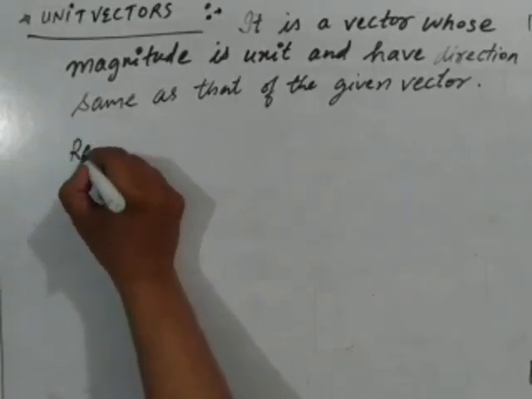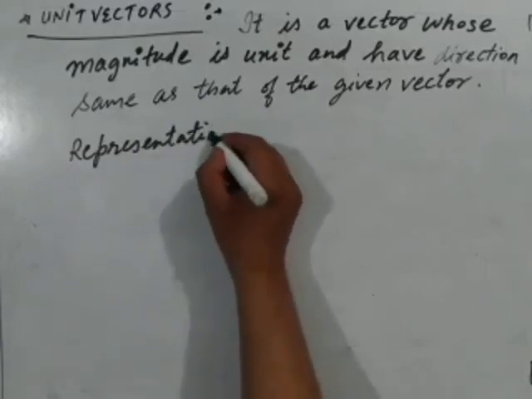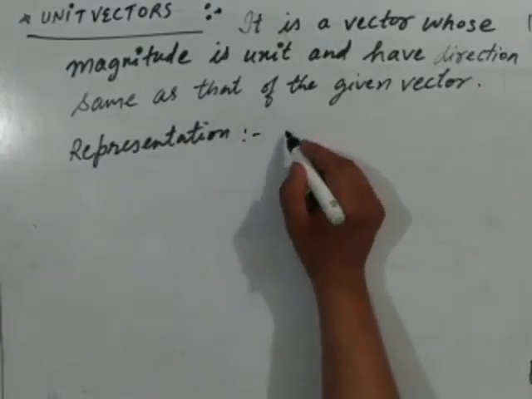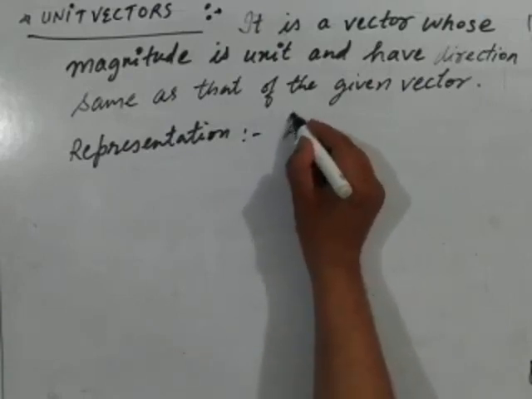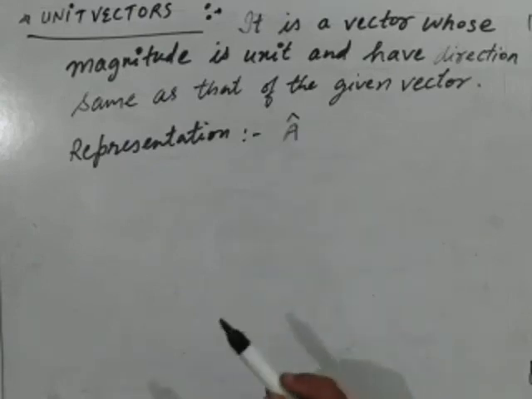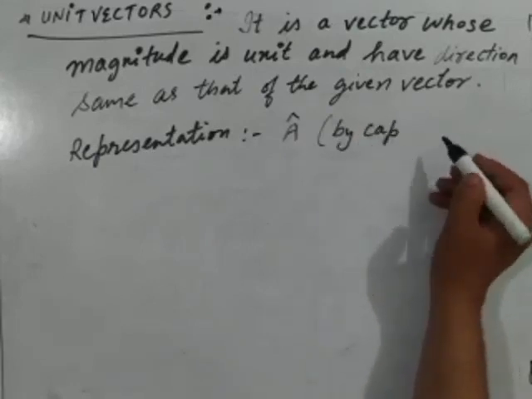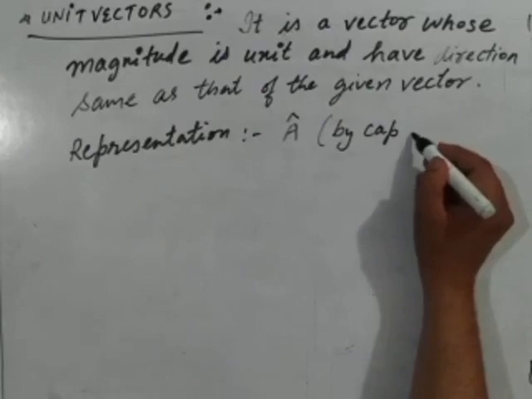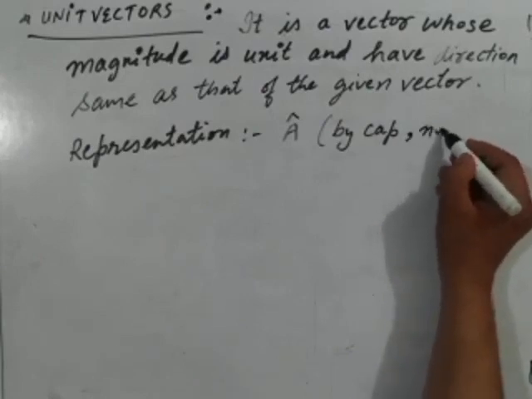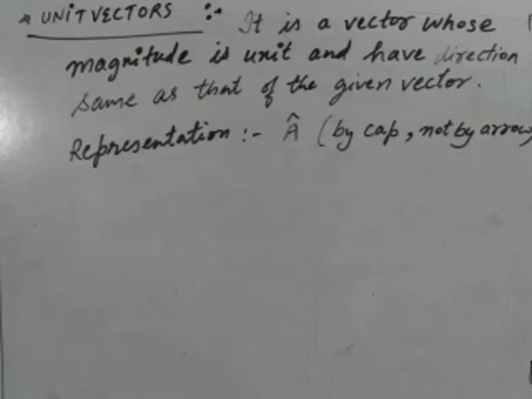Representation. It is represented by a cap. So if A is any vector and we have to find out its unit vector, then it will be represented by A cap, not by an arrow. We will not put any arrow on the vector, we will just put a cap.